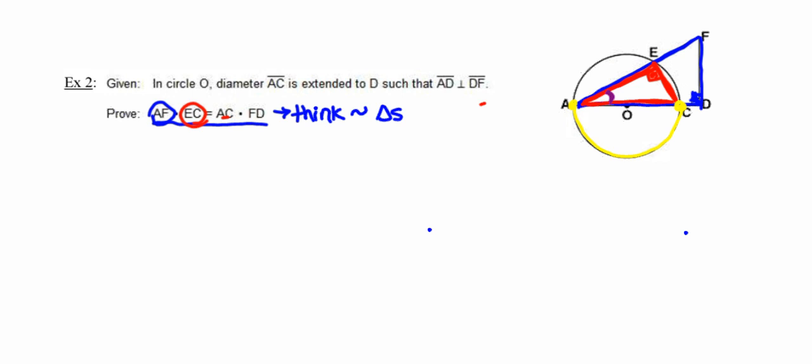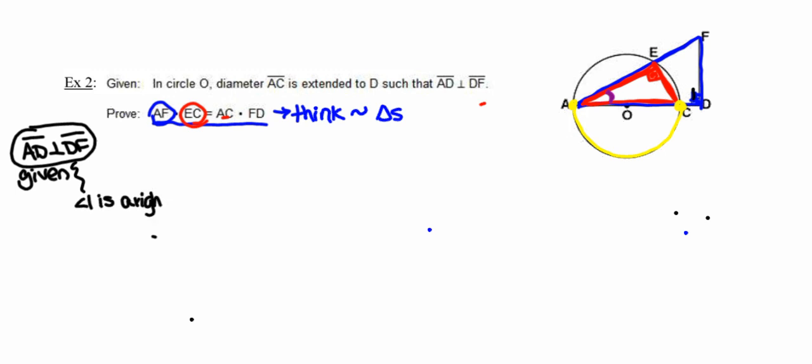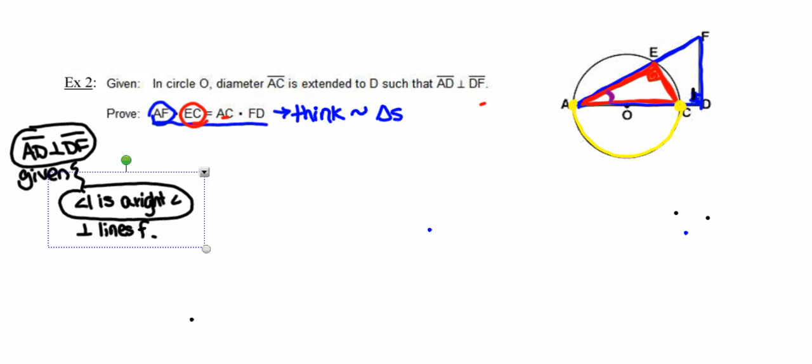All right, I think I'll save the reflexive property for the end because that's the easy piece, and I'm going to get right down to work on the harder piece, and those are the right angles. So segments AD and DF are perpendicular. We know that they're perpendicular because it's given to us. And those perpendicular segments are going to make right angles. So I'm going to say angle 1 is a right angle, because perpendicular lines form right angles.